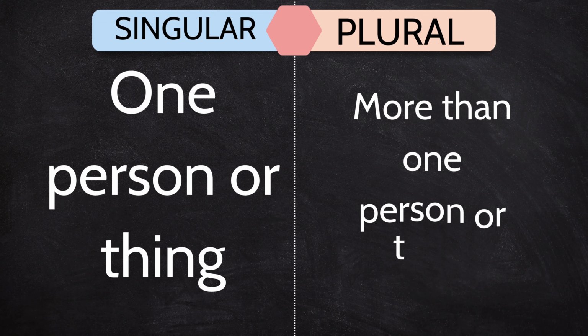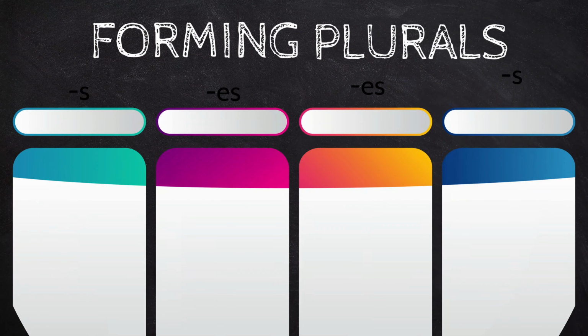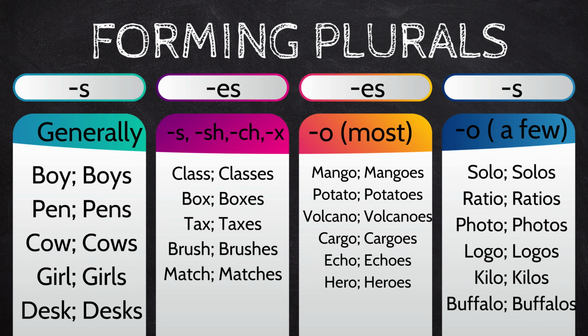Singular noun and plural noun. The only difference is that singular noun is one person or thing and plural is more than one person or thing. Singular, one noun; plural, more than one noun. Forming plurals. Now there are some particular rules for forming the plurals of a noun. Let's see. Generally, we add s in a noun: boy, boys; pen, pens; cow, cows; girl, girls; desk, desks.